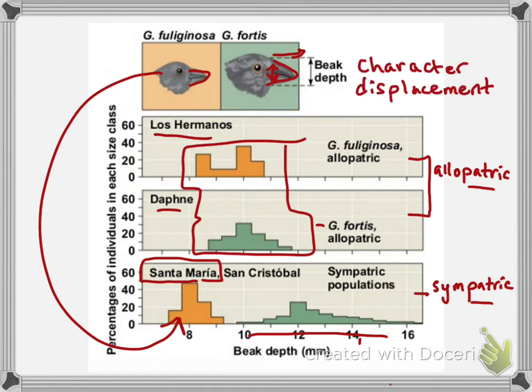And character displacement is the tendency for characteristics to diverge more in sympatric populations of two species than in allopatric populations of the same two species. And that is, again, exactly what we can see here in this graphic.